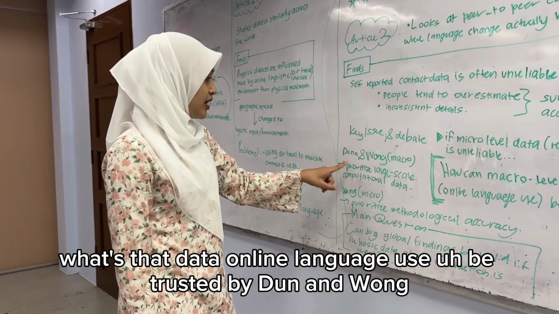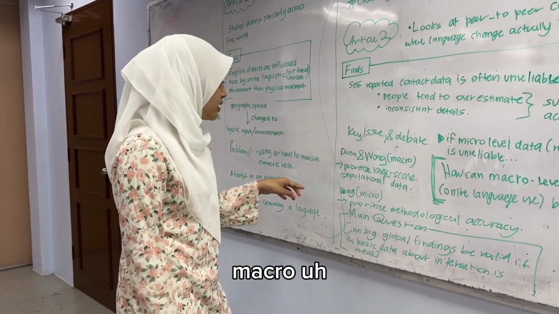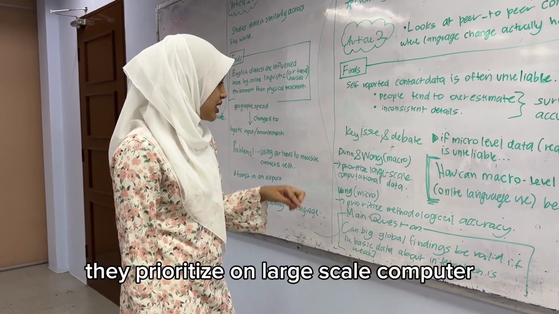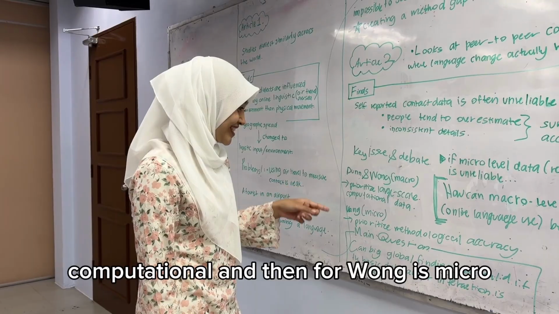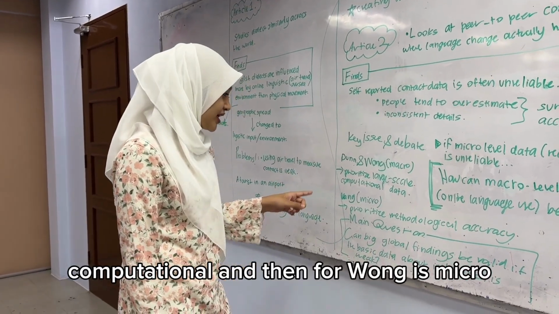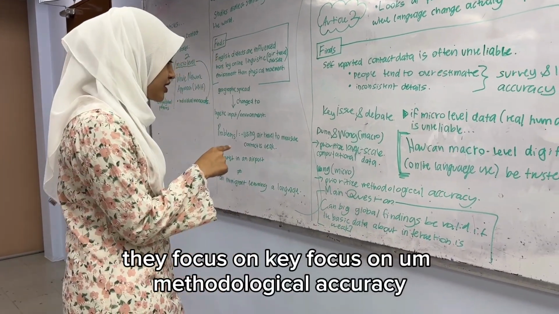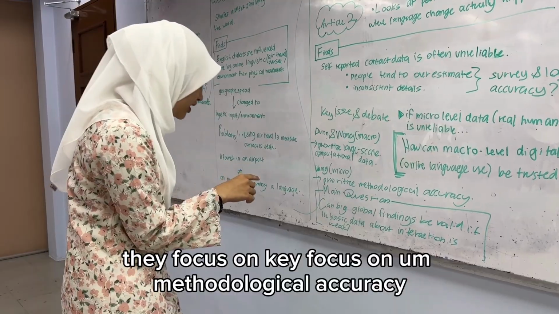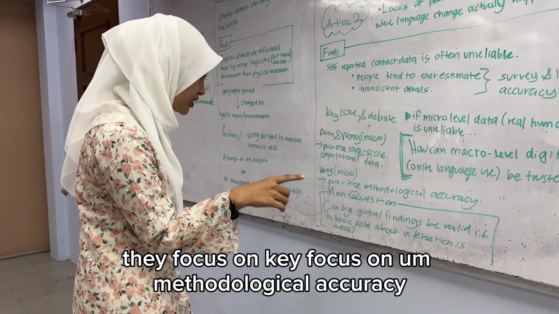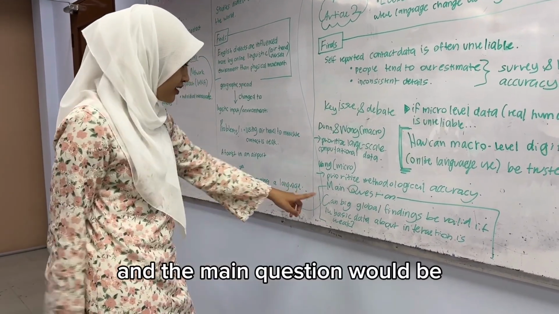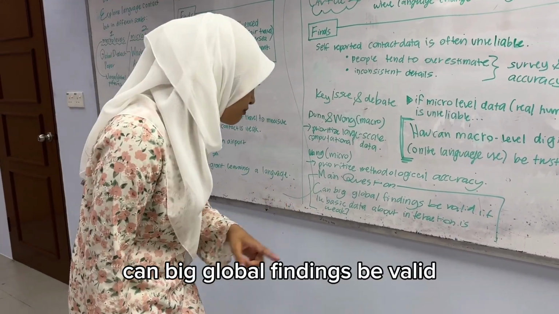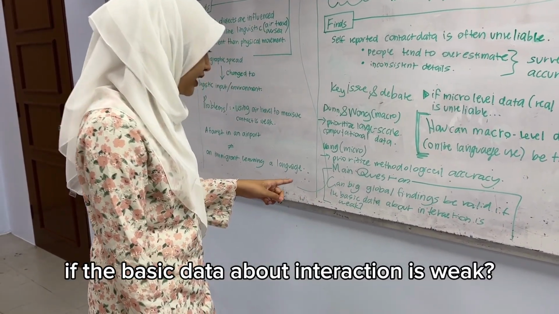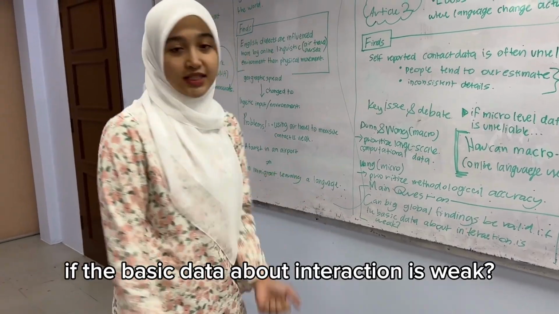Dunn and Wong: Dunn's macro study prioritizes large-scale computational data, while Wong's micro study focuses on methodological accuracy. The main question would be: can big global findings be valid if the basic data about interaction is weak? That's all for me.